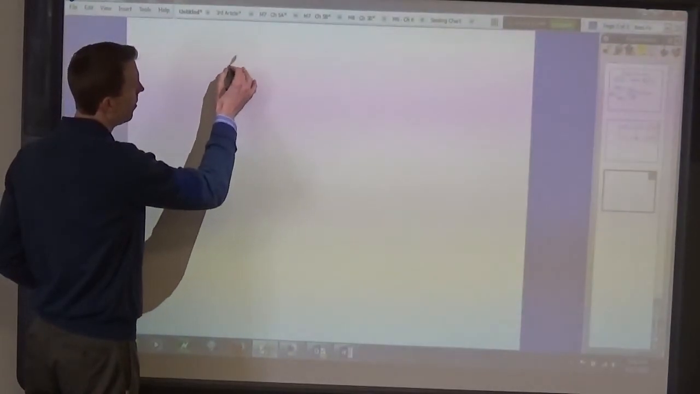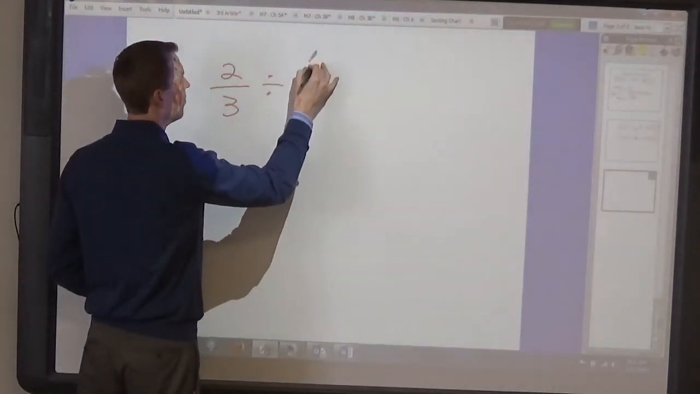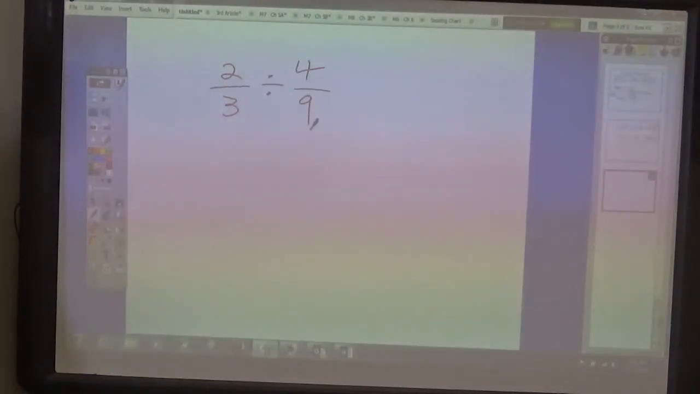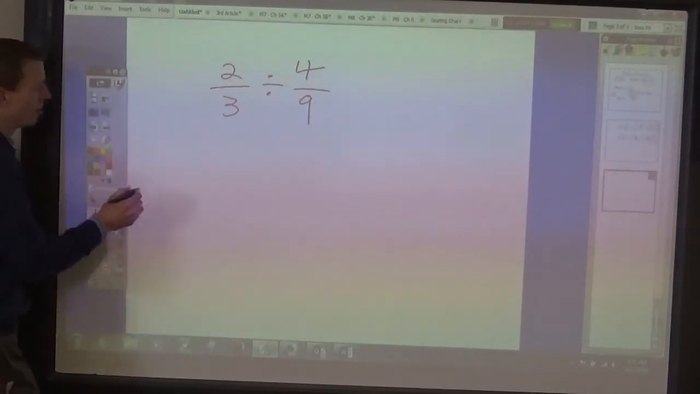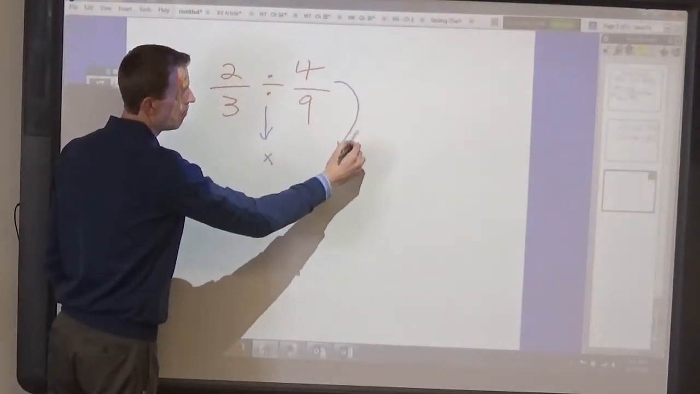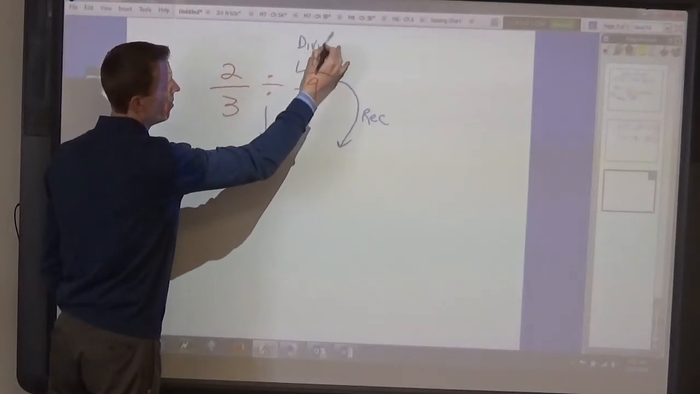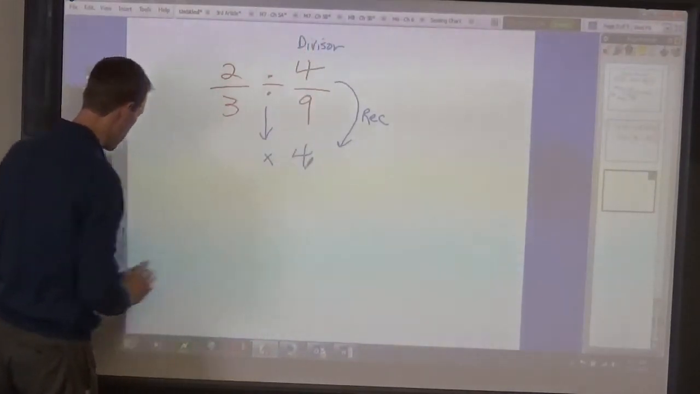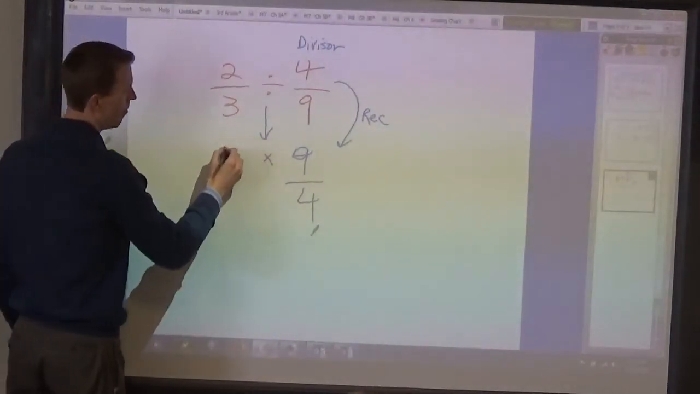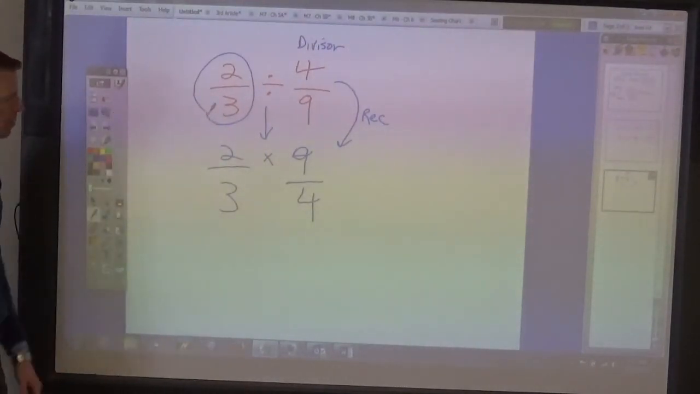So let's say that we have 2/3 divided by 4/9. What you do is rewrite it as multiplication and then use the reciprocal of the second fraction. This is the divisor, so always use the divisor and change it to 9/4. Multiply it by 2/3. So this first fraction stays the same, the second fraction gets flipped. Okay?